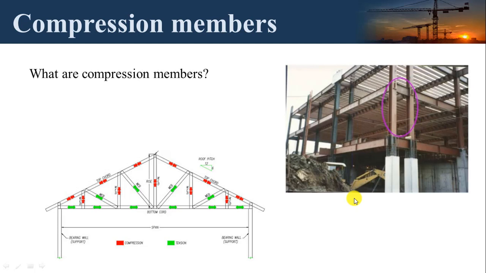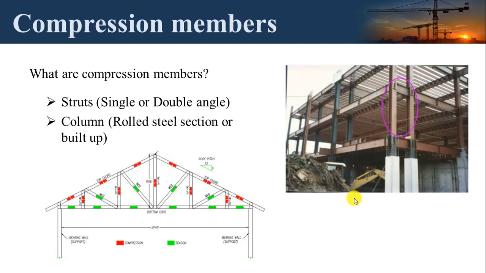Basically, what different types of members will we be dealing with in these compression members? Those are struts, principal rafters either with single angle or double angle, and then columns. In columns there is the design of rolled steel sections or built up columns. Struts and principal rafters are members of trusses. The top chord members are called principal rafters, and the internal members which carry compression are called struts. And the column you already know. So totally 3 different designs are there.